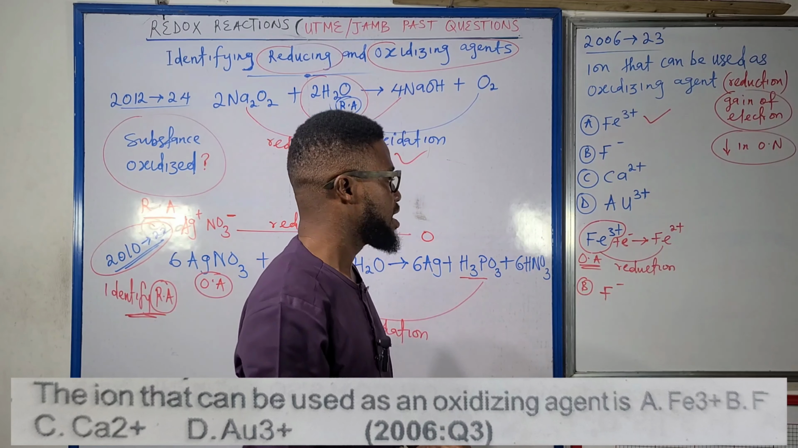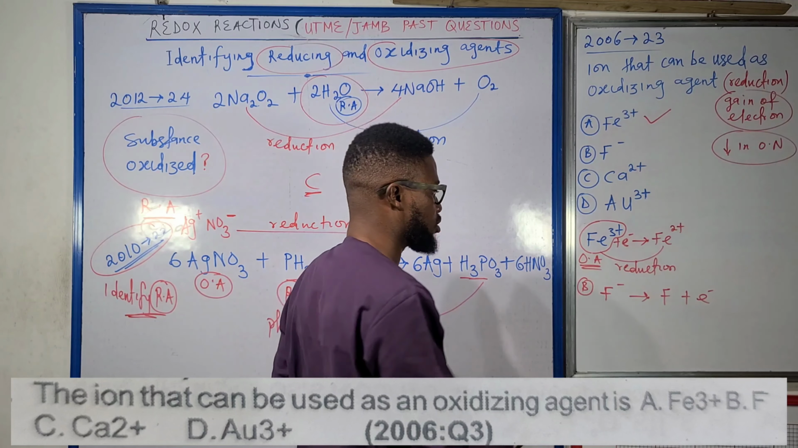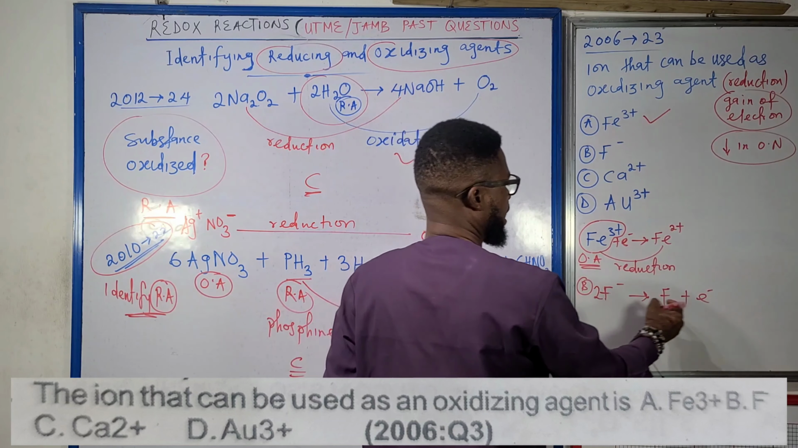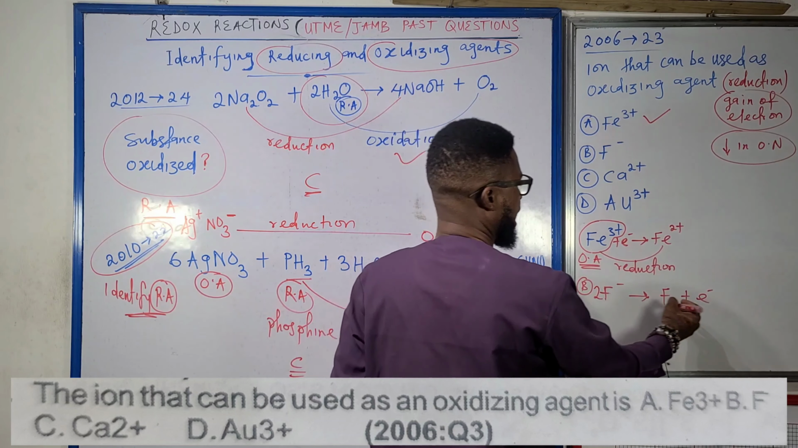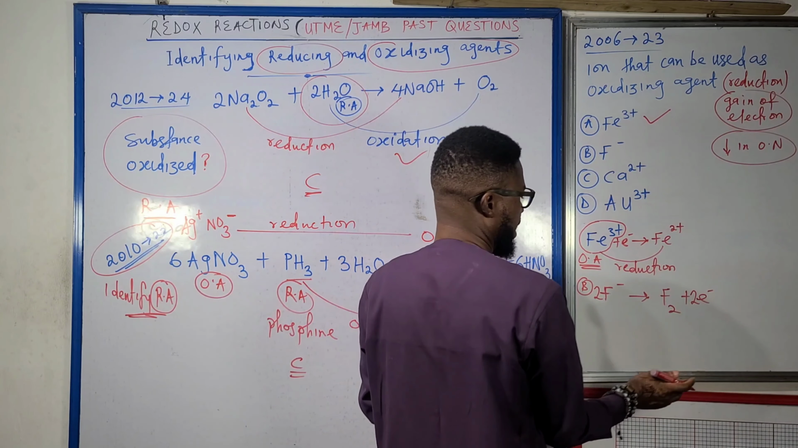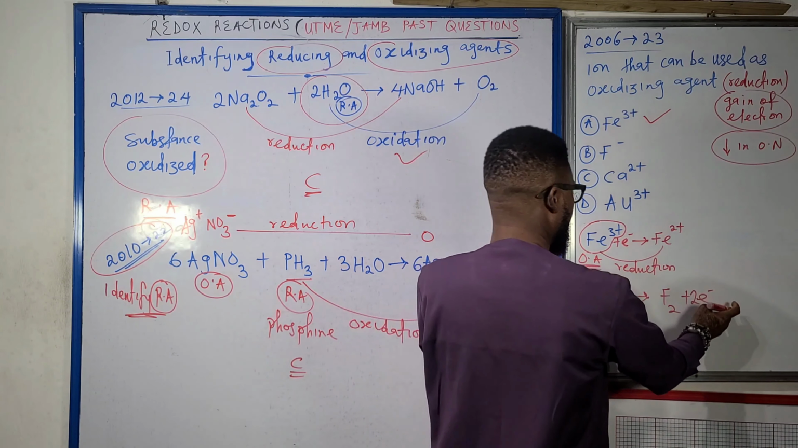But of course, fluorine exists as a molecule. So this is F2, this is 2F, and this will be 2 electrons. So in this case, this is loss of electron. This is oxidation. When you lose electron, it had gained the electron here, now it has dropped the electron. Now it is 0. It's in the uncombined state. So loss of electron is oxidation.